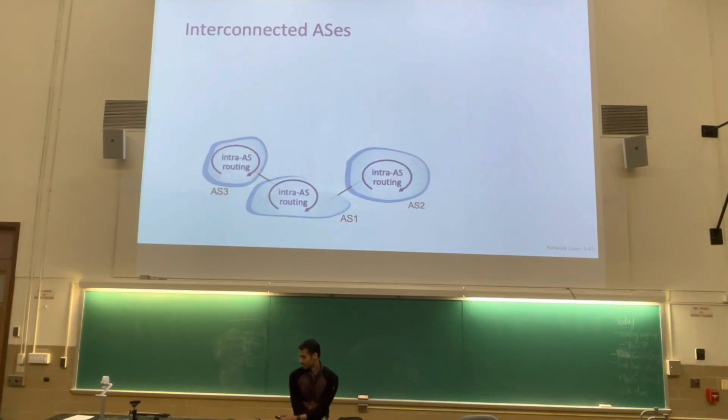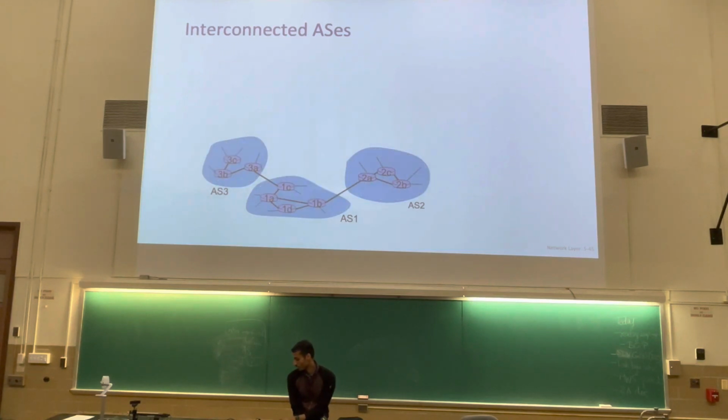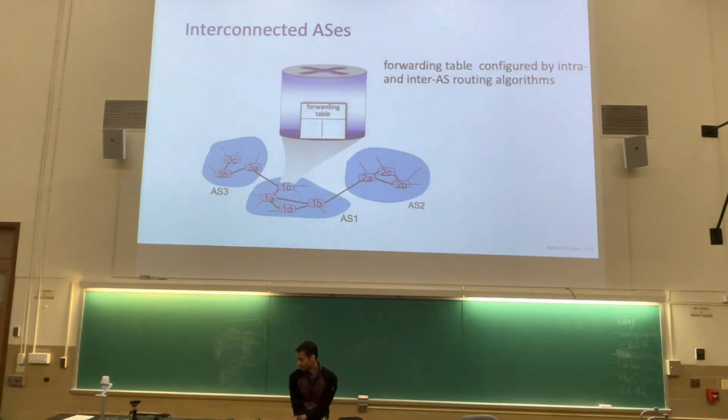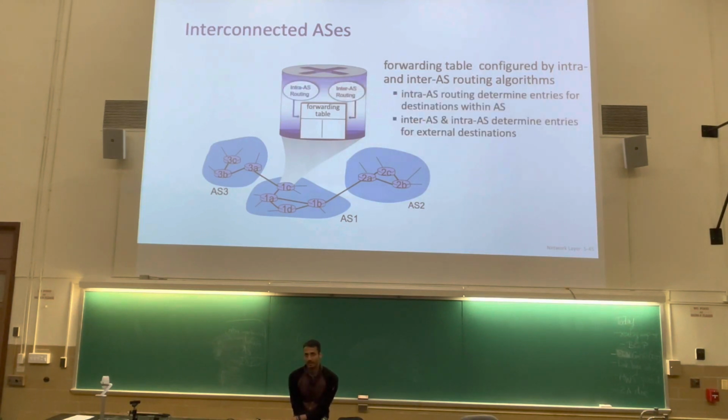If a router, in this case let's say 1A, is trying to know how to reach 1B, then it can just rely on the intra-domain routing protocol. But if 1A is trying to know how to reach 3C or 2B, it has to rely on both intra and inter-domain routing protocols. Okay, so that's what we're going to see, how the two operate together, conspiring to generate the forwarding table information from both intra and inter-AS routing components.